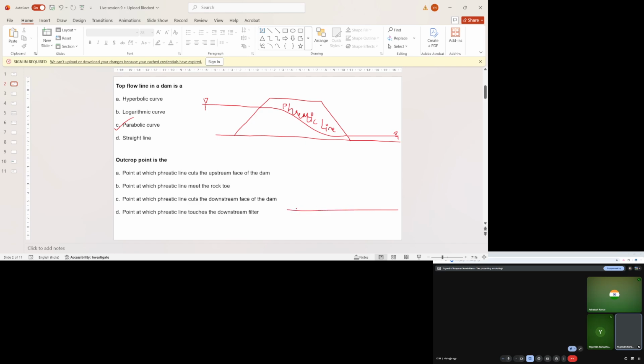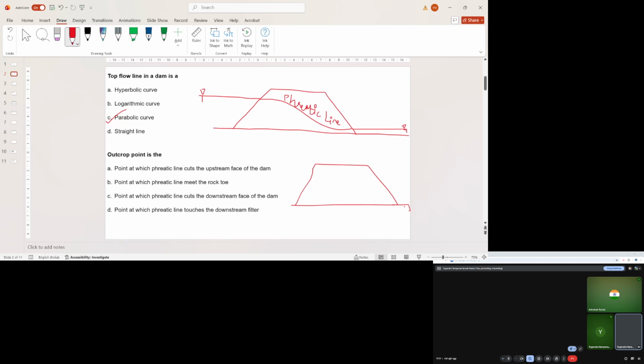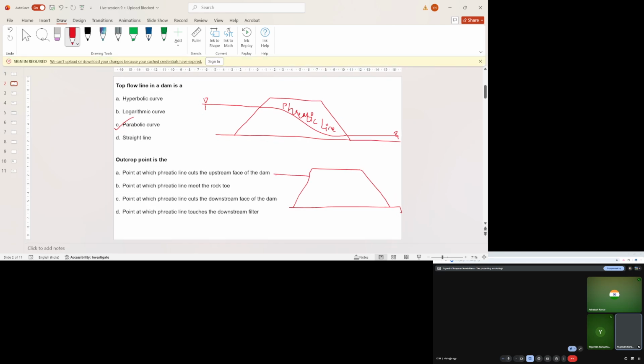Let me not draw it again, so we will work on this. Let me do it a little bit clumsy. So this is the earthen dam, right? Let us consider this is the earthen dam, and this will be the phreatic line. Let me name it as PL.